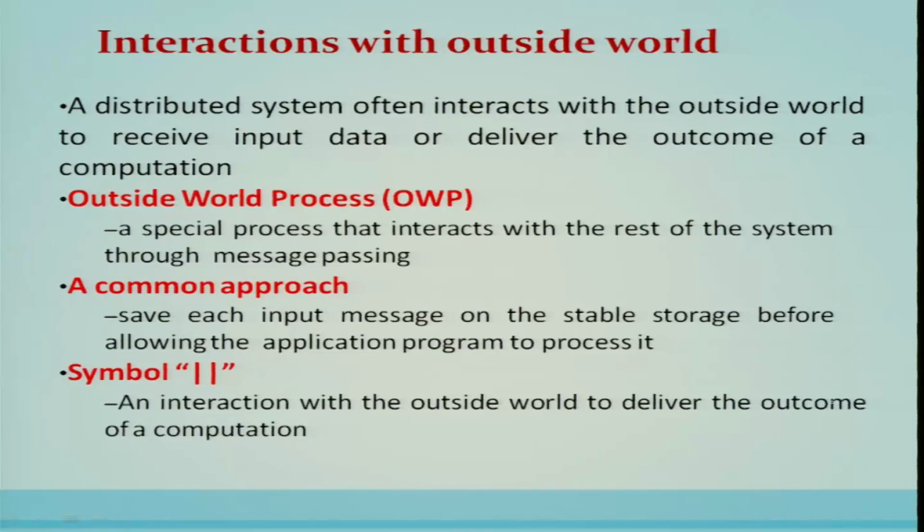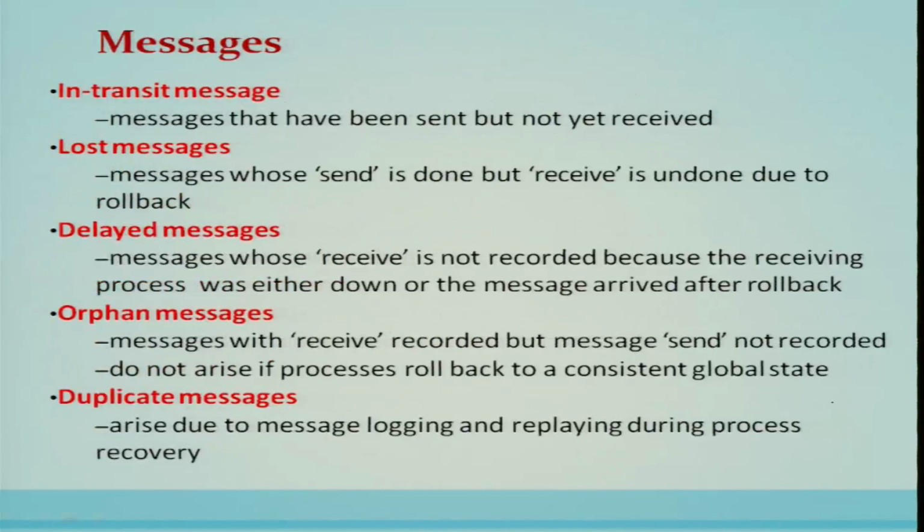Now interaction with the outside world. A distributed system often interacts with the outside world to receive input data or deliver the outcome of the computation. The outside world process, OWP, is a special process that interacts with the rest of the system through message passing. A common approach is to save each input message on stable storage before allowing the application to process it, and similarly for interaction with the outside world to deliver the outcome of these messages.